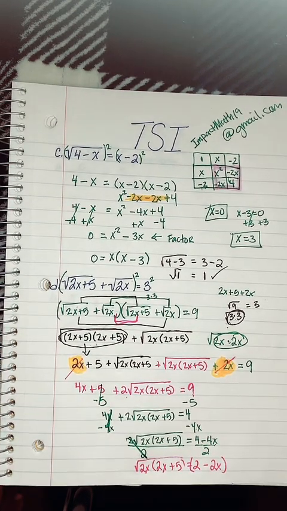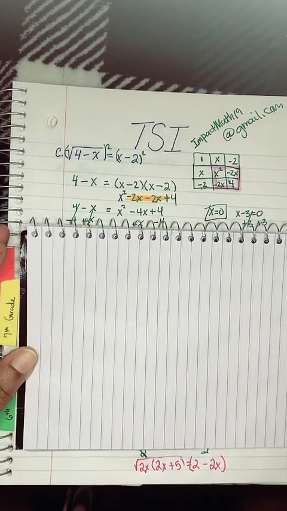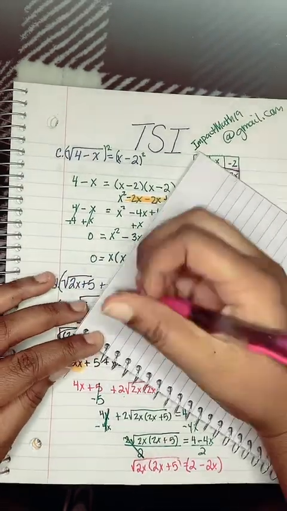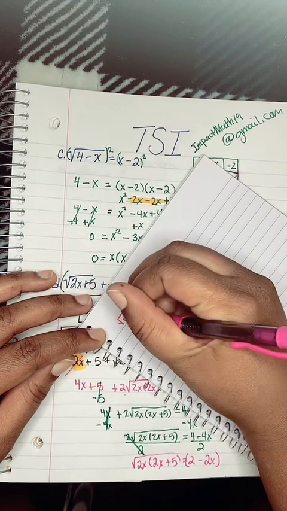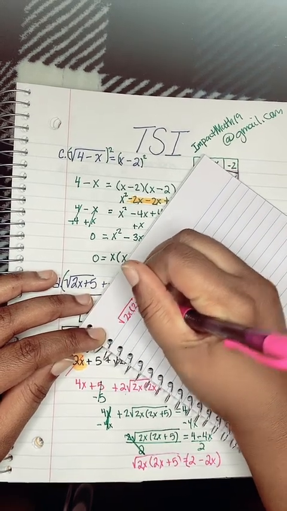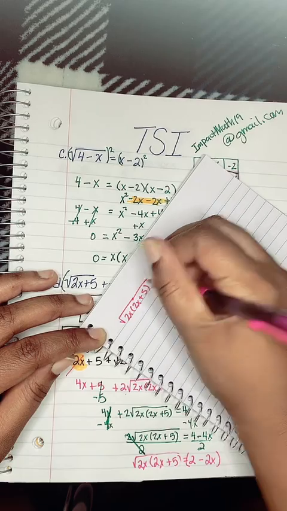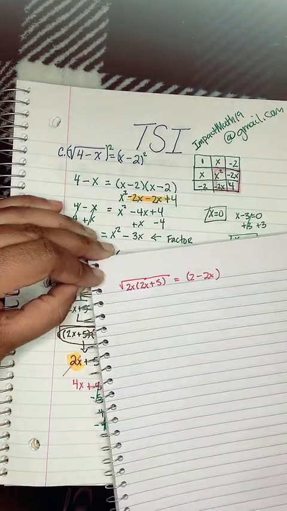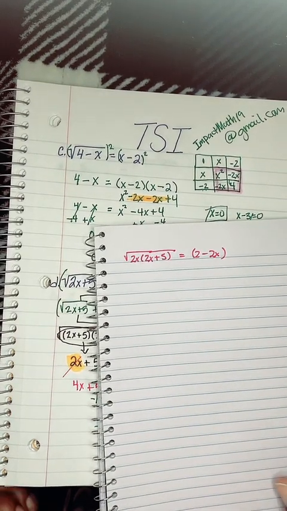Okay. Ooh, we need some more paper. Let me get some more paper. All right, so we're going to continue on to here, okay? So we're going to write it on here. We're going to continue on here. Okay, so let me put where we're at so far. We have square root of 2x parenthesis 2x plus 5 equals the parenthesis of 2 minus 2x.